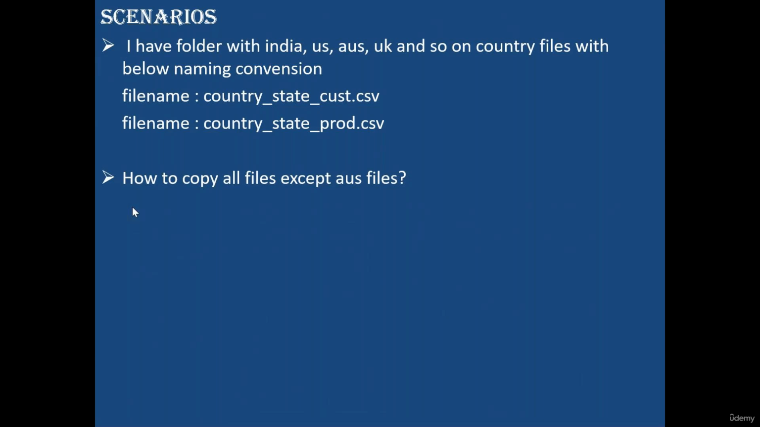But this scenario is not that suitable, because if you have 2 or 3 countries, it is fine. But if you have 10, 15 countries of data, and I want to filter out only one country, meaning except 1 or 2 countries I want all other files, how can you do it? So that is what we want to achieve today.